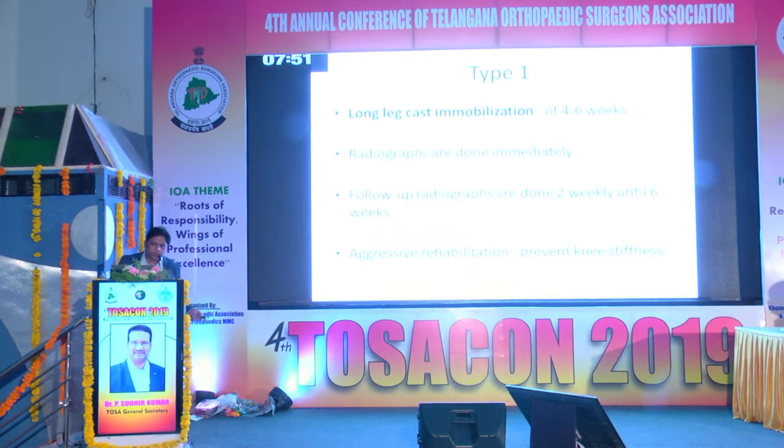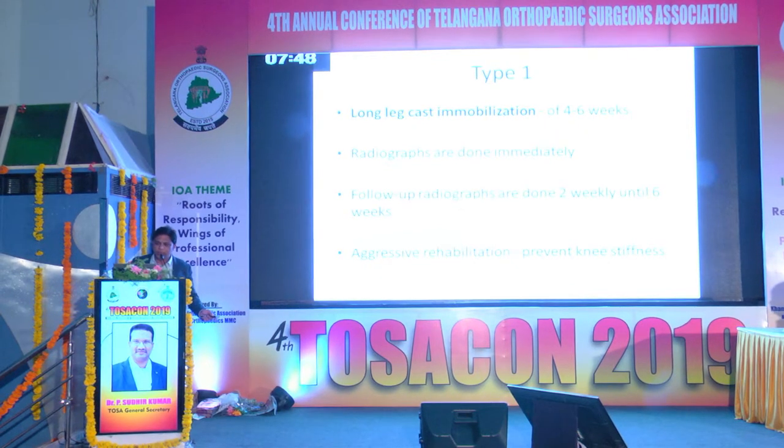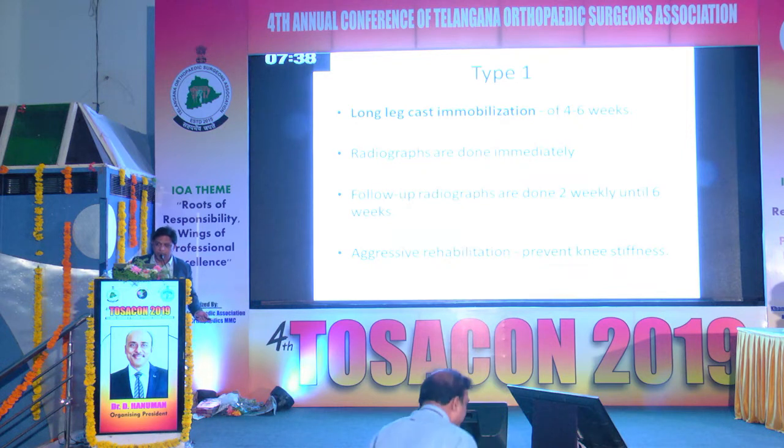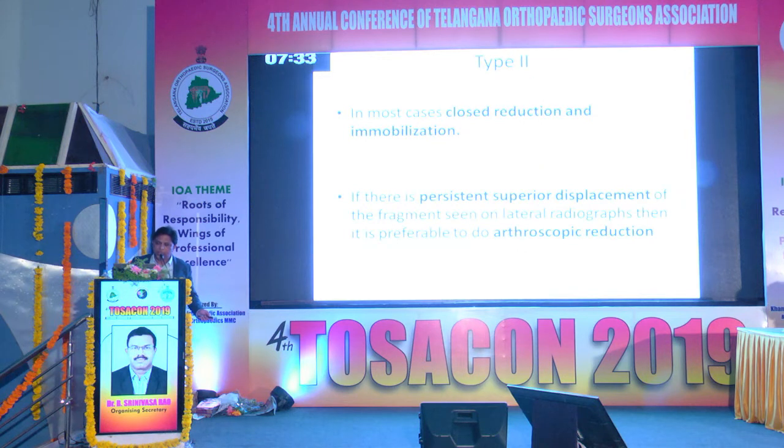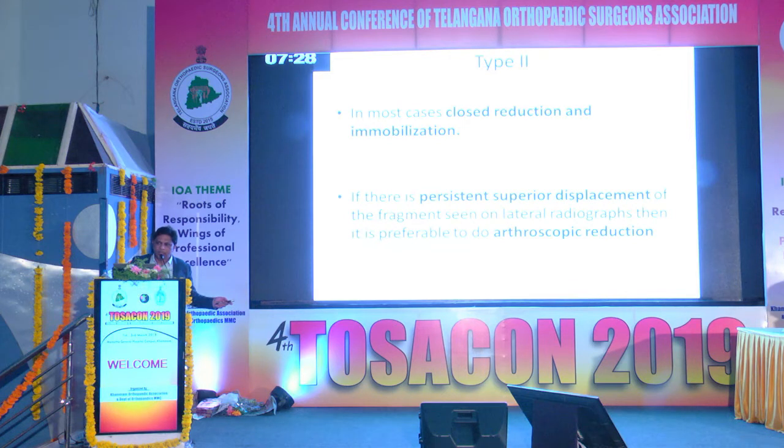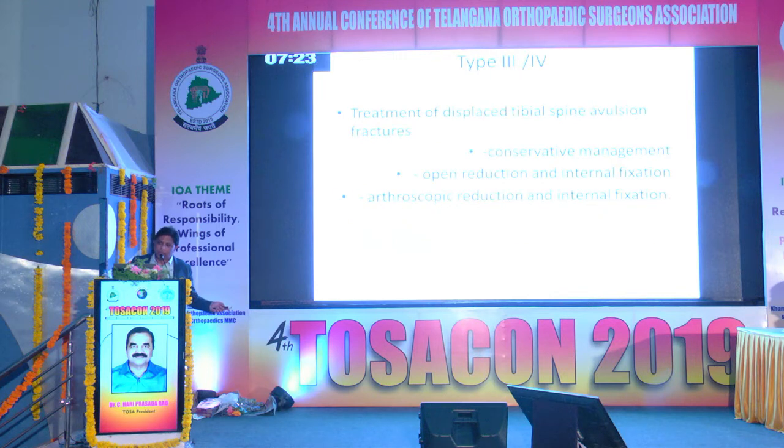For type 1, you can put a long leg cast for immobilization for 4 to 6 weeks, but every 2 weeks you have to call him for follow-up and check the integrity of the fragment at the mother bone. Type 2, again you can do a closed reduction, and again regular follow-up, and anytime within 2 weeks if it is displaced, you go for fixation. Type 3 and type 4, it is mandatory to fix because it is completely displaced and rotated, and sometimes it is comminuted, a very large fragment.